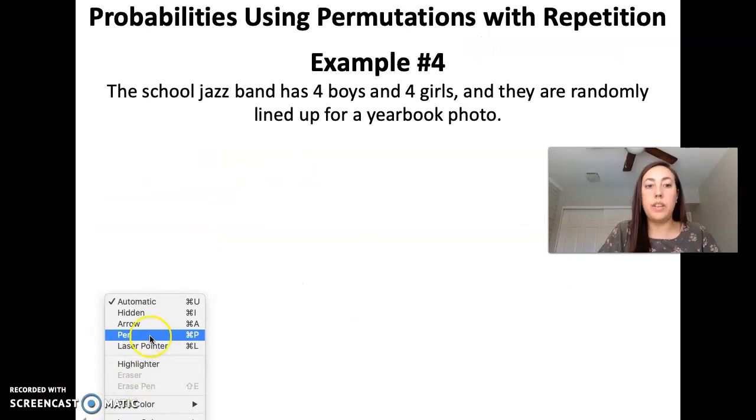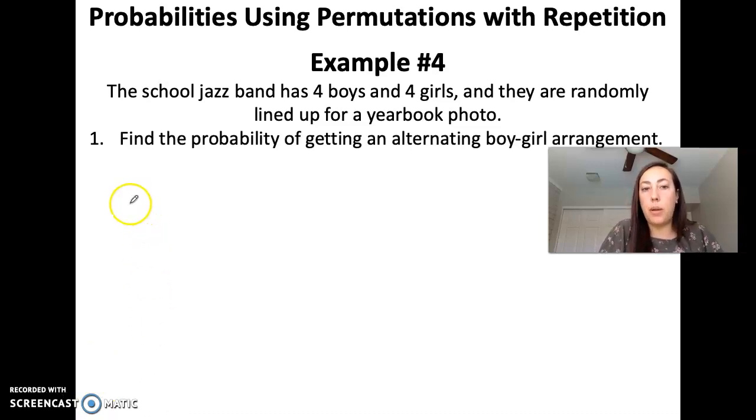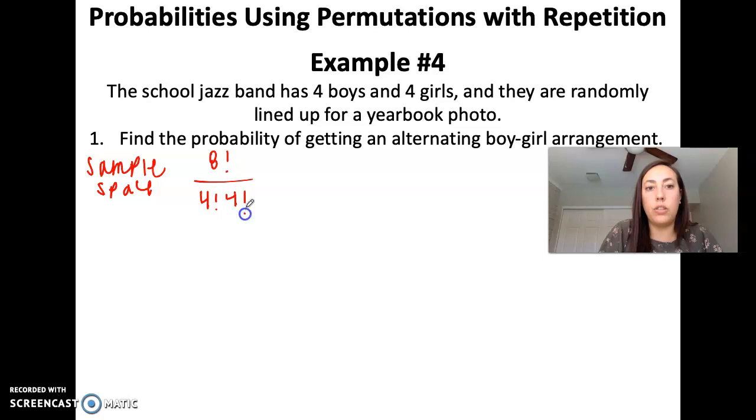All right, so let's do an example of calculating probability when we have permutations with repetition. The school jazz band has 4 boys and 4 girls, and they're randomly lined up for a yearbook photo. So let's find the probability of getting an alternating boy-girl arrangement. First, we have to talk about our sample space. How many possible arrangements of these boys and girls do we have? So we have 8 people total, and we do have some repeats, 4 boys and 4 girls.